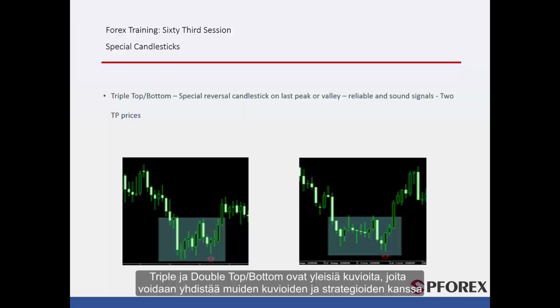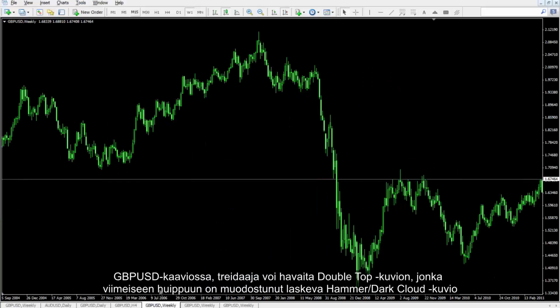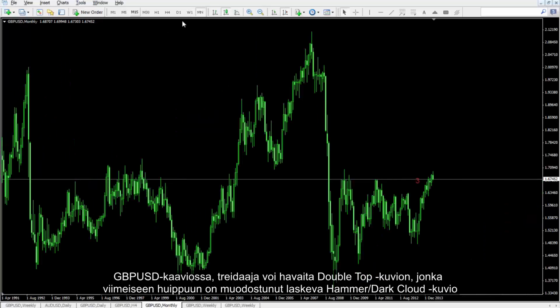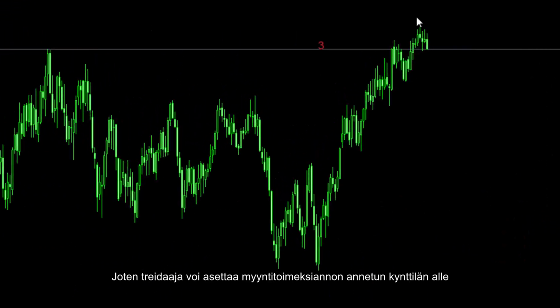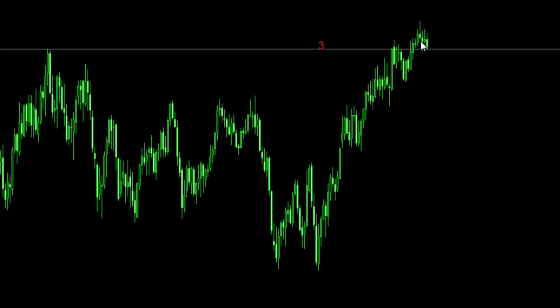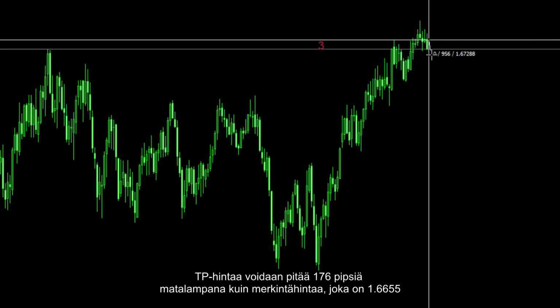Triple and double top or bottom are common patterns which can be combined with other patterns and strategies. On the British pounds against US dollars chart, a trader can detect a double top pattern in which a bearish hammer or dark cloud pattern has formed on the last peak. Thus, a trader could place a sell order under the given candle. TP price can be considered 176 pips lower than entry price on 1.6655.